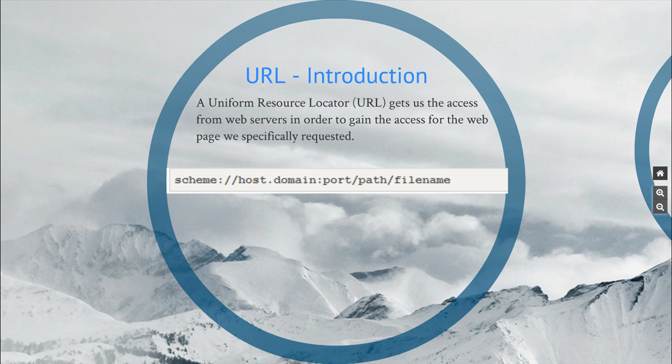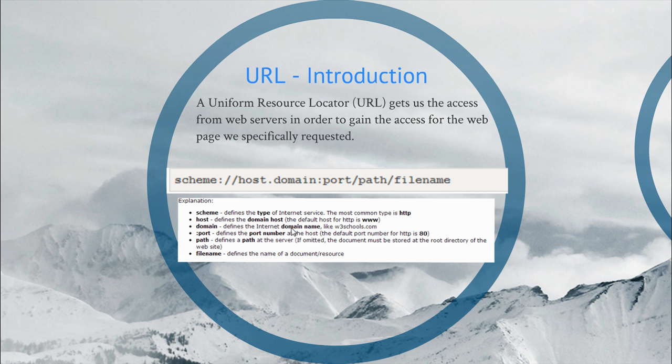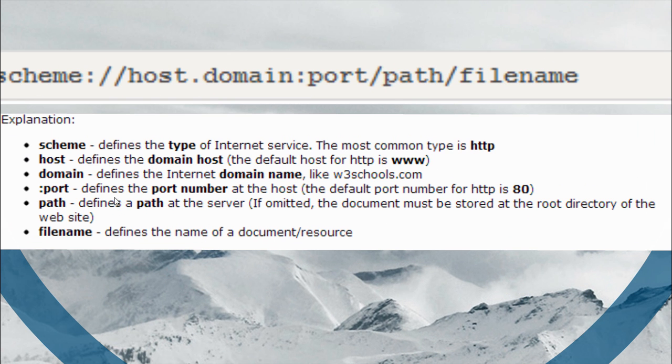So, a web address like umair.futurebook.com/function definitions follows these syntax rules: scheme, host, domain, port, path, filing. You might be wondering, what is this? And here's the explanation. The scheme defines the type of internet service, so the most common type is HTTP. The host defines the domain host, and the default host for HTTP is www.